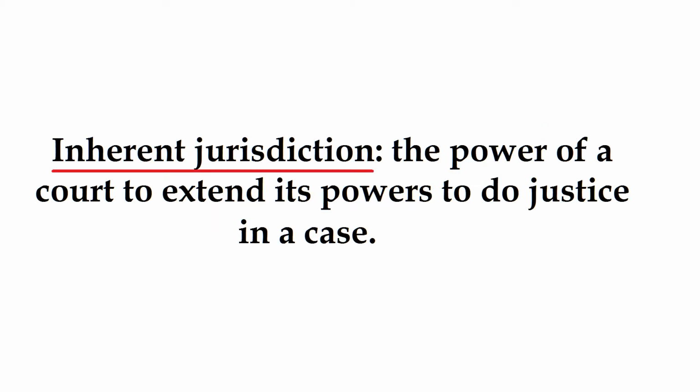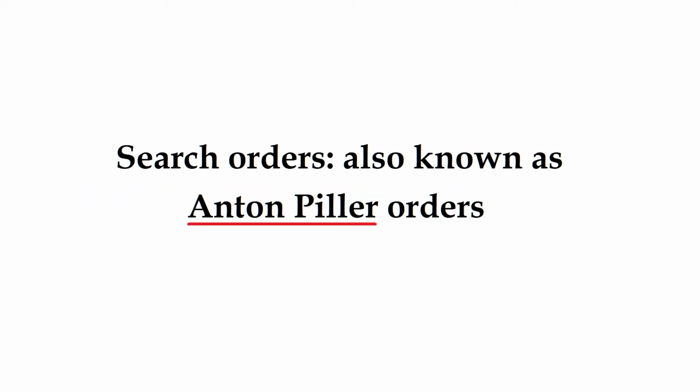A court is said to have inherent jurisdiction. This is a bit like magic. The court can decide that it does not have enough power to do justice in a particular case, and it can decide to extend its own powers all by itself. A good example of this is a search order, whereby a court can order the search of someone's premises.